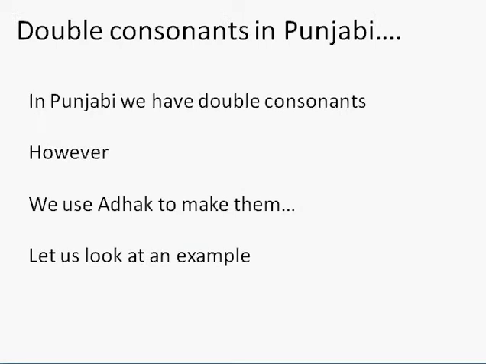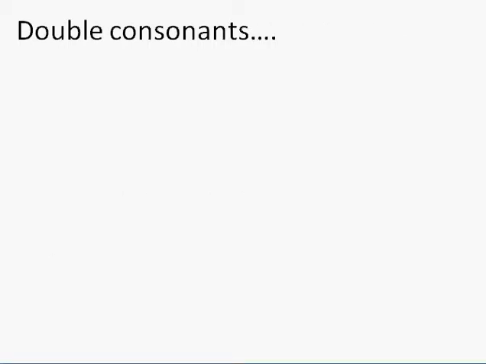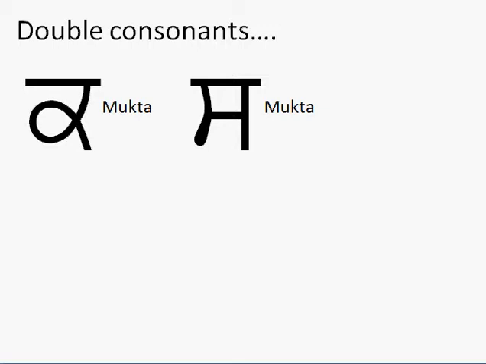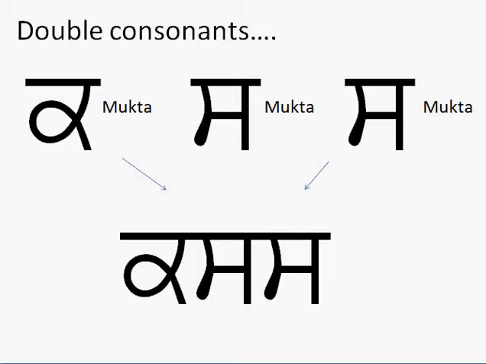Now, in Punjabi, we also have double consonants. However, we use adhak to make them work. But rather than talk about it, let's just show you an example, just like we did last time. This time, the example with double consonants is going to be with Kakkaa, because that is the akhr that we have been working with. So here goes. I start with Kakkaa mukta k, sasa mukta sa, sasa mukta sa. I put it together, and I've got what? Kas. So I've got an S sound, right? It's not kas, it's kas, it's got that double S sound.